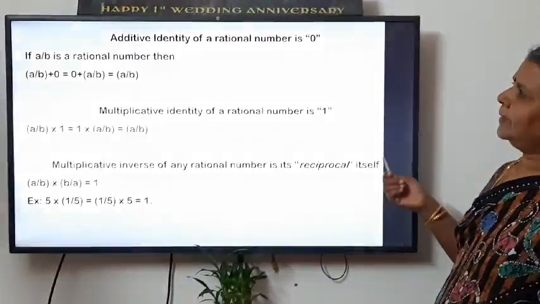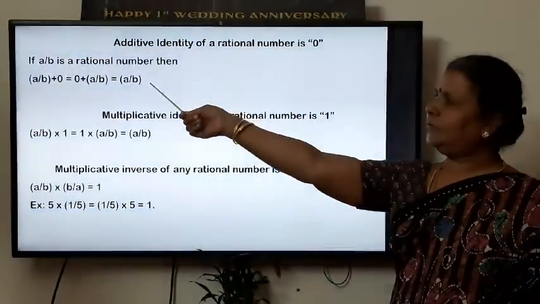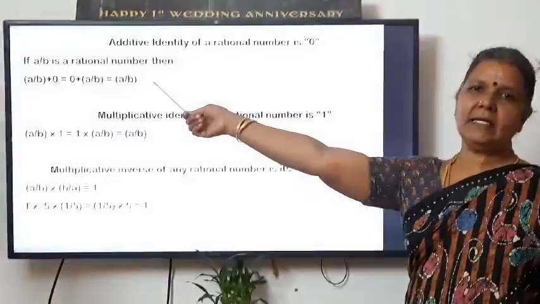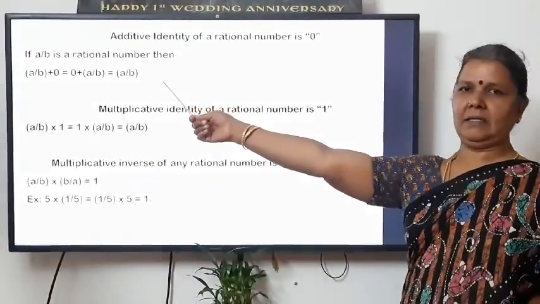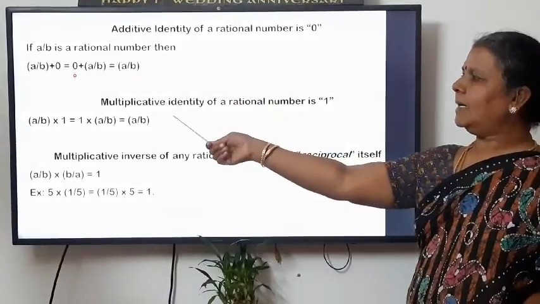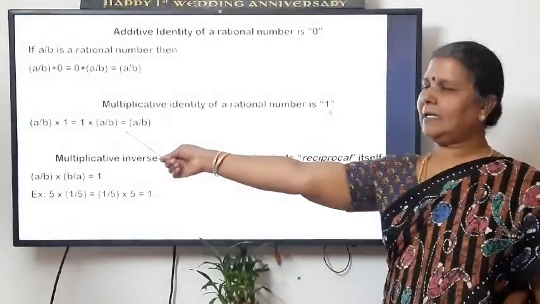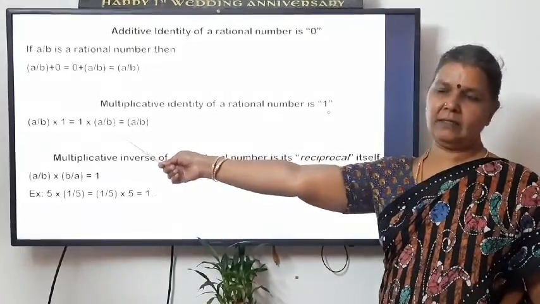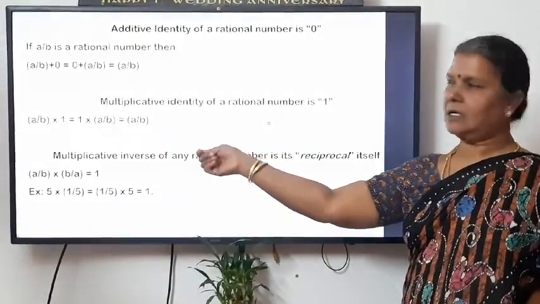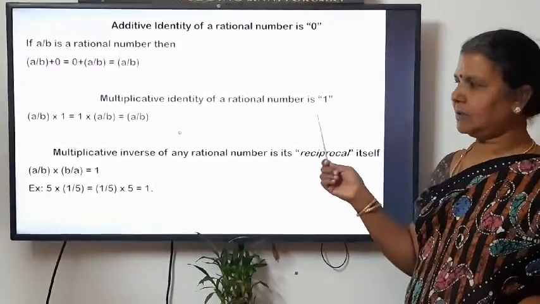Next is the additive identity. What do you mean by additive identity? If you add 0 with any rational number, we will get the same number. So this 0 is called the additive identity. The multiplicative identity of a rational number is 1 because if you multiply any rational number with 1, we will get the same number as the answer. So 1 is the multiplicative identity of rational numbers.